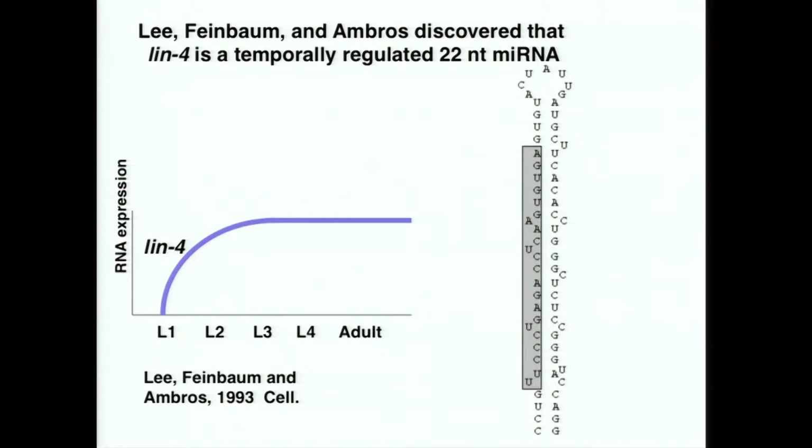The second hint in what was going on was from Victor Ambrose's lab, where Candy Lee and Rosalind Feinbaum figured out that the Lin4 gene encodes a very tiny RNA. So this is showing that the RNA in the gray box is the mature 22 nucleotide RNA, and this is the precursor of that RNA. And this RNA builds up over time, and that acts as a switch gene.